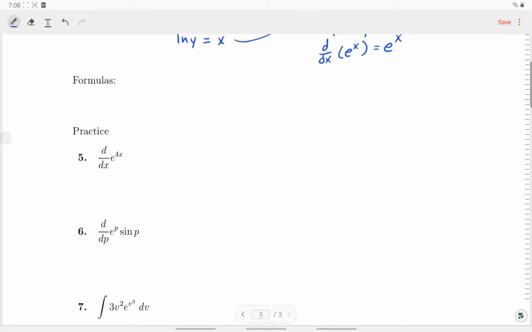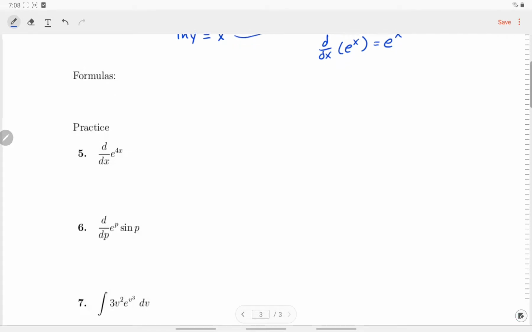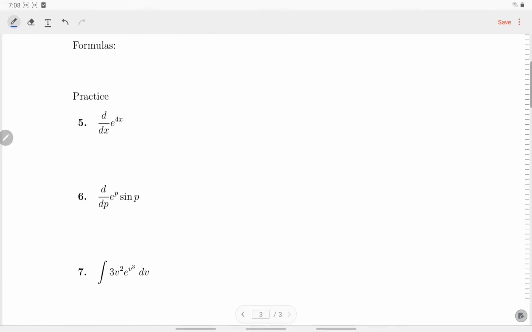So let's write that down in a useful form. All right, so the derivative of e to the x is e to the x, and the integral of e to the x, the antiderivative of e to the x, is e to the x plus c, okay? And hopefully you remember those from Calculus 1. So like before, we're going to practice. We're going to do 2 derivatives and 2 integrals. I recommend you pause and try to work them first before you watch me work them.